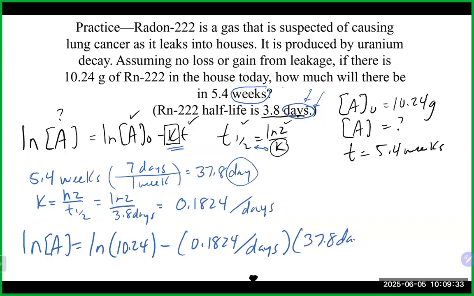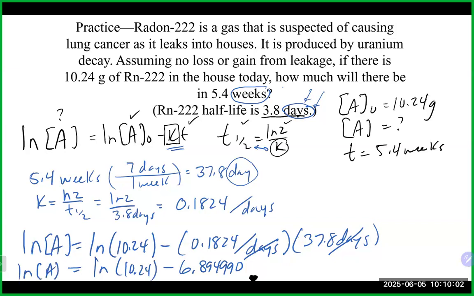37.8 days. And again, as I mentioned earlier, that is the important part right there, that we get the same units for both of those. Just take the whole number, 37.8. If you do that over here, you get something like 6.894990. And obviously our natural log of 10.24, natural log of A.